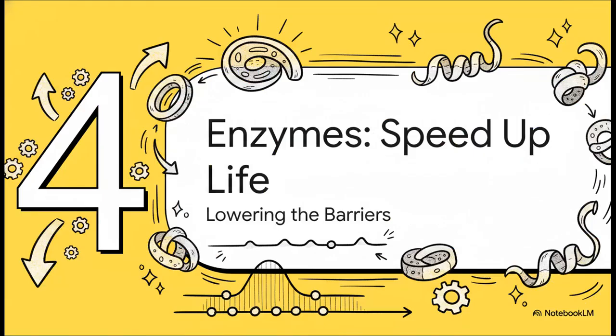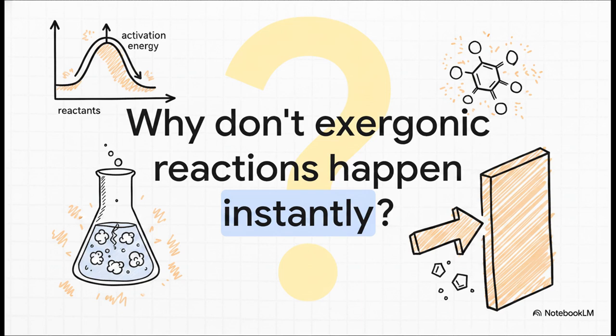All right, moving into Module 4, enzymes, speeding up life and lowering the barriers. To really appreciate the cellular machines that allow life to happen at a functional, survivable pace, I want you to consider this paradox. If exergonic reactions are energetically favorable and inherently release energy, why don't they just happen instantly? For example, a solution of table sugar dissolved in sterile water can sit for years at room temperature without ever breaking down into simple sugars. The thermodynamics say it wants to break down. So what on earth is holding it back?